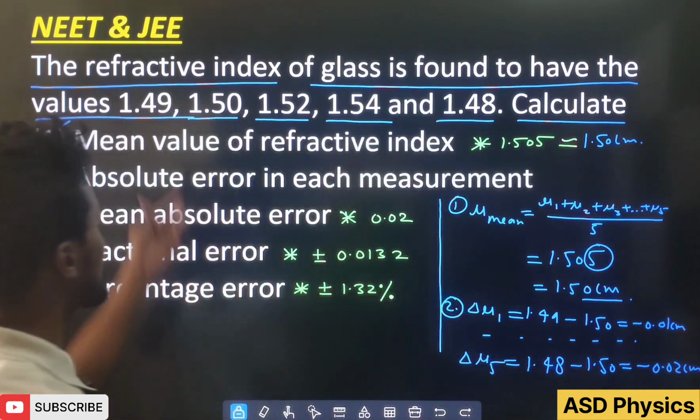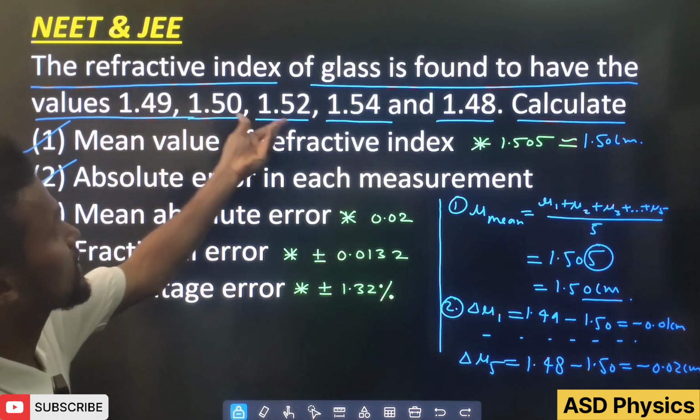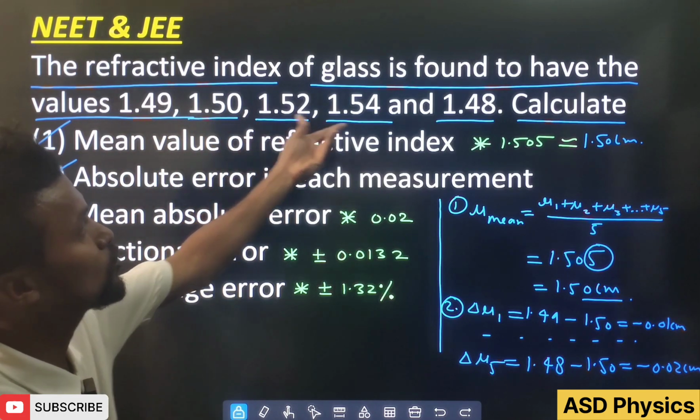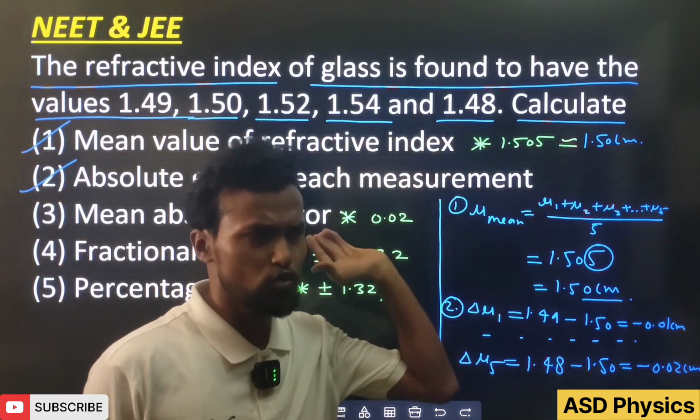Now, directly you can tell here minus 0.01. Here 0 will come. Here plus 0.02. Here it will come plus 0.04, and here minus 0.02 centimeter.